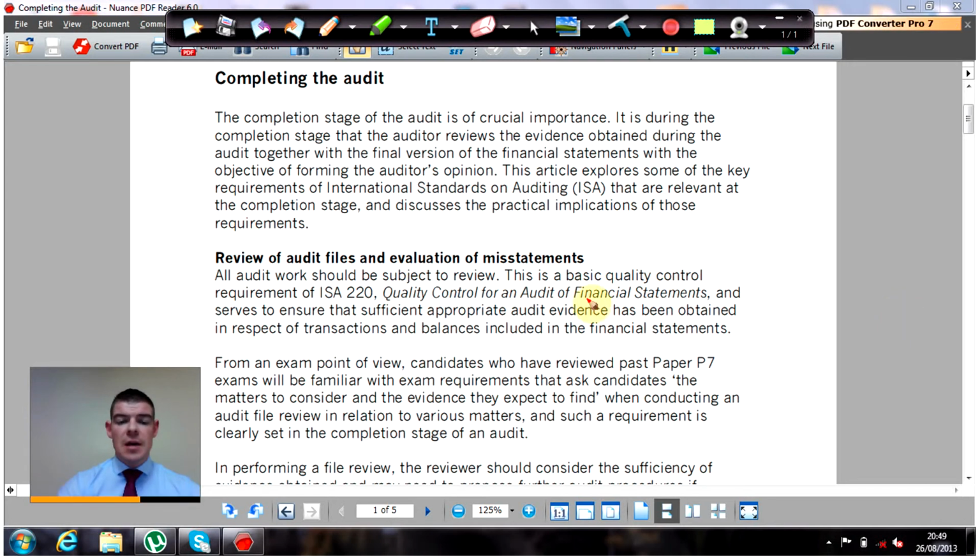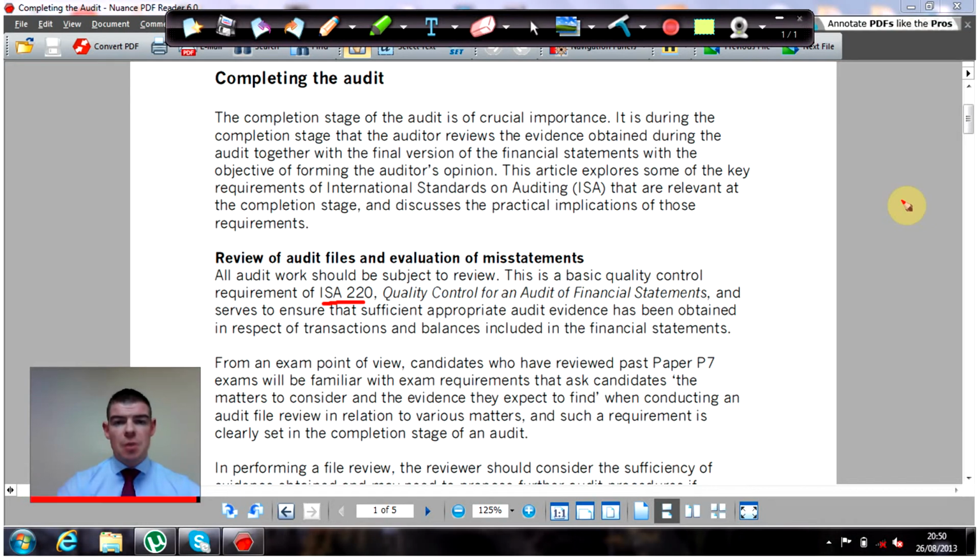So the first one then is in terms of quality control under ISA 220. So all audit work should be subject to review, whether it be the work of the audit junior, which should be reviewed by the audit senior. The audit senior's work is reviewed by the audit manager, and the audit partner reviews all the audit work completed.